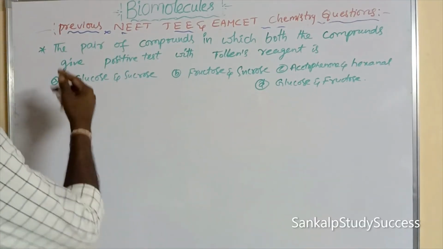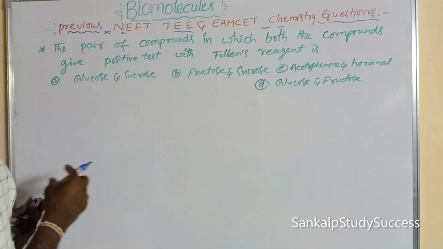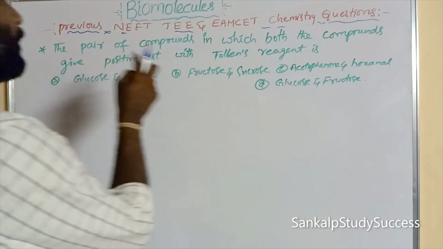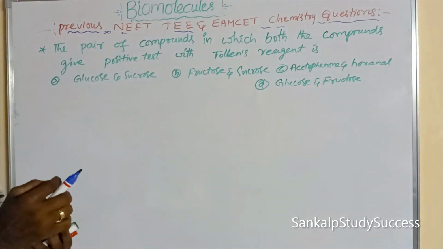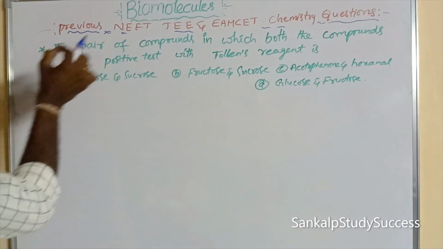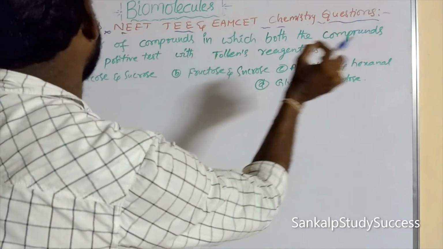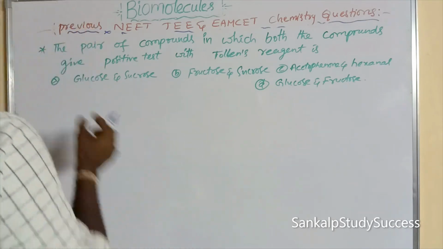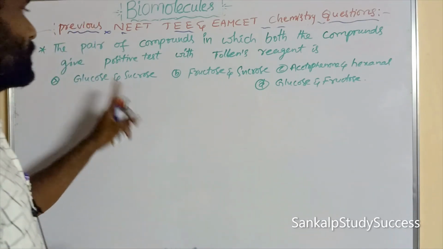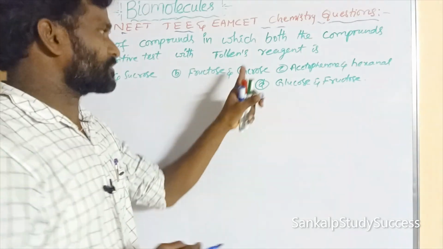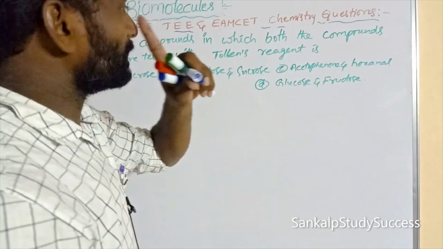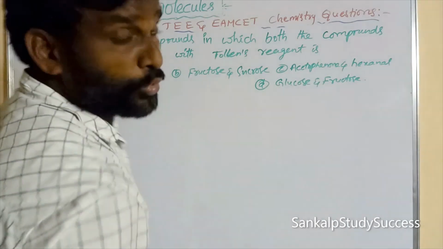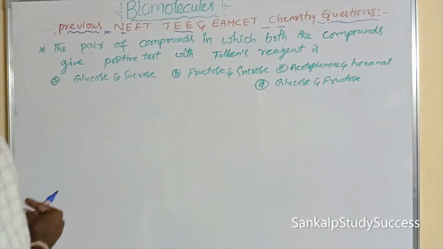Okay, next, this is a very important bit. The pair of compounds in which both compounds give a positive test with Tollens reagent is, so what is that? The options are: glucose and sucrose, this is one pair; fructose and sucrose, this is another pair; third one, acetophenone and hexanal; and D is glucose and fructose. Okay, what is the answer?